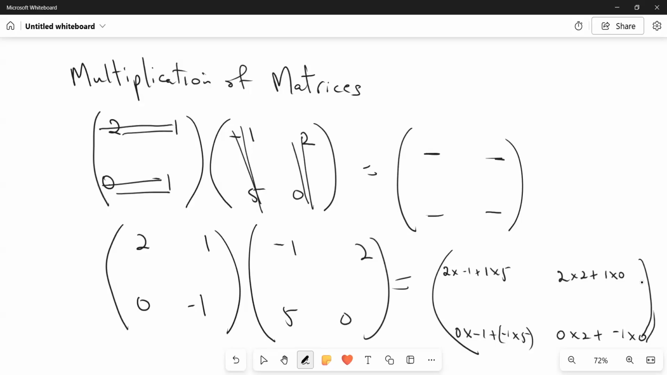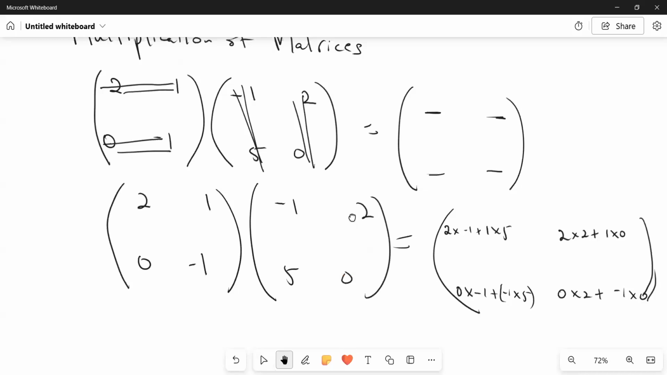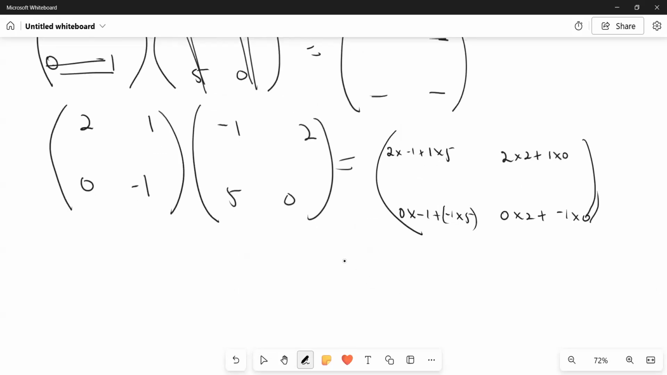This row by this column. Oh, so we'll have to move it up. And we'll get what? We get 2 by minus 1 will give us minus 2 plus 5, so you get minus 3. All of this turns out to be 4. This is going to be 0. That's going to be minus 5. And that's going to be 0, right? Rows by columns.